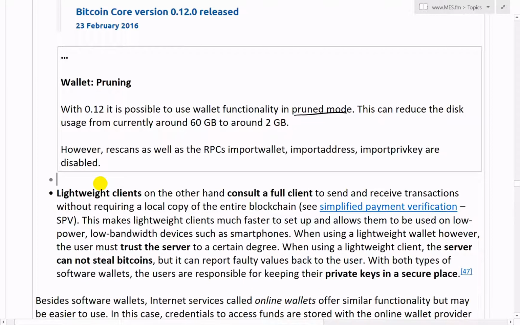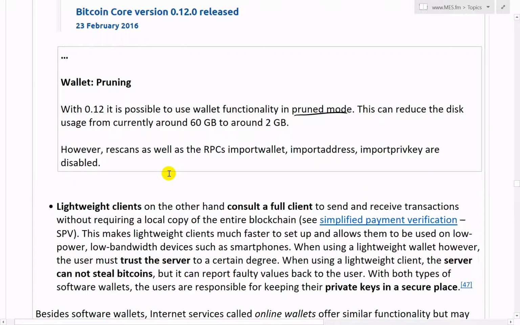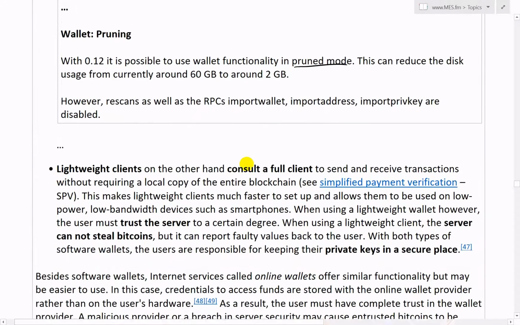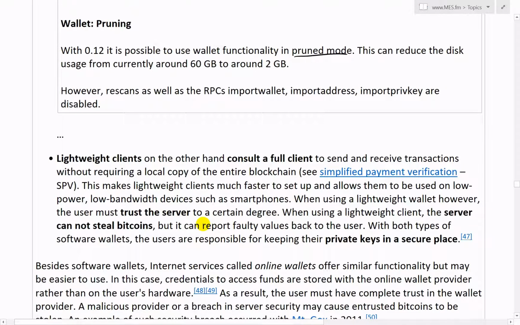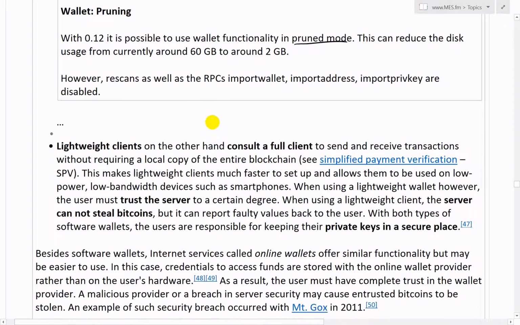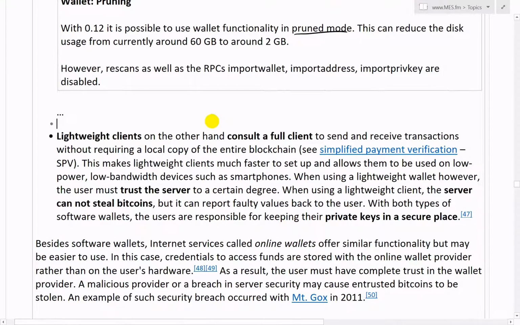However, rescans as well as the RPCs import wallet, import address, and import private key are disabled. So basically, it disables some functions of that software wallet, so you can't do everything on it. And that's relative to the Wikipedia page. So while pruning, you'd use a smaller version of the blockchain to directly connect to the network.